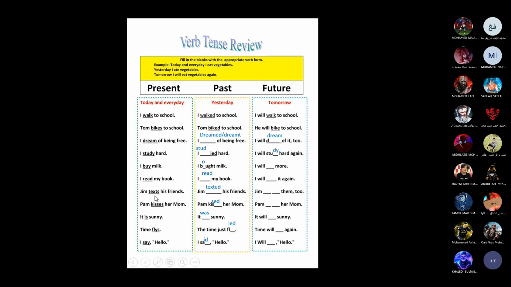Another example, I say Jim texts his friends. As you see, Jim is singular form. That's why the verb must agree with the singular form of the subject. So we say texts by adding s. Jim texts his friends every day. If you want to change that to the past form, just drop the s and add ed. So Jim texted his friends yesterday.